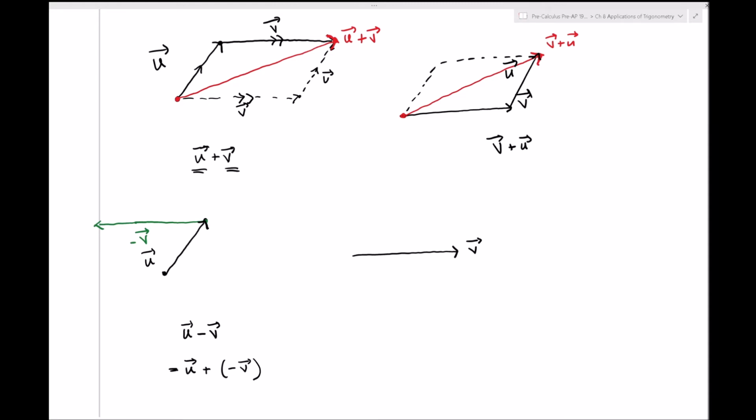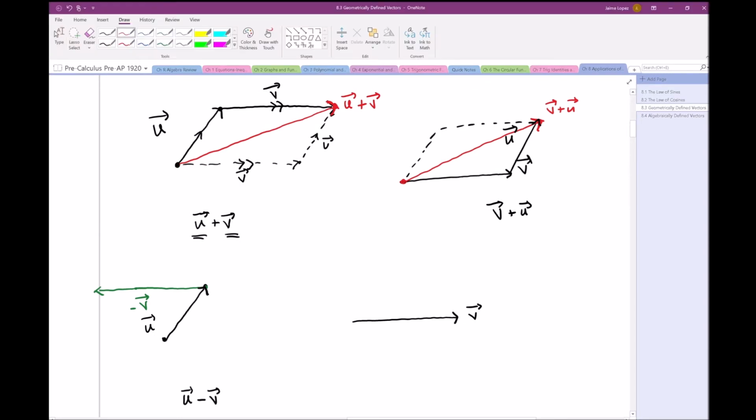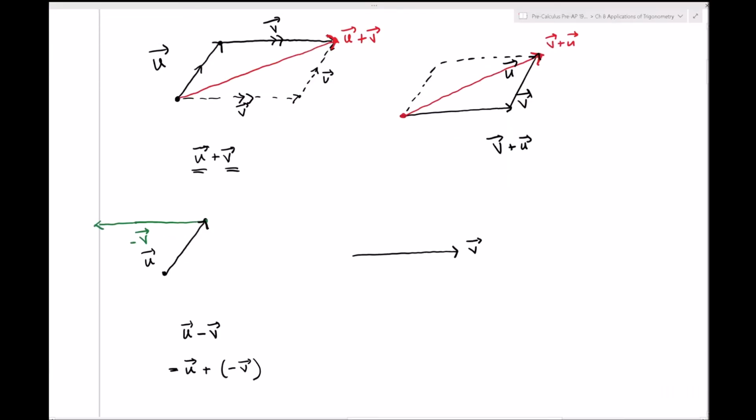And then what you do is you draw a parallelogram. Now if you draw the parallelogram, you're going to end up just doing the diagonal, and the diagonal is going to look like this. And this is where it's going to start. So this vector right here is u minus v. So it just goes in the other direction.